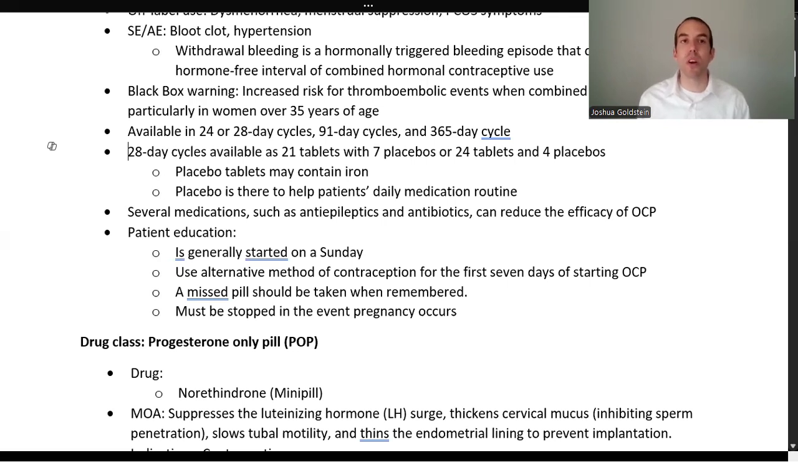I will tell you, if someone's a smoker or has a history of blood clots, almost always this would be officially contraindicated. The other ones would just be considered high risk.